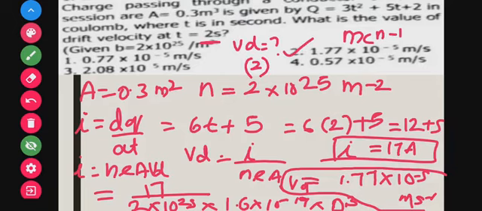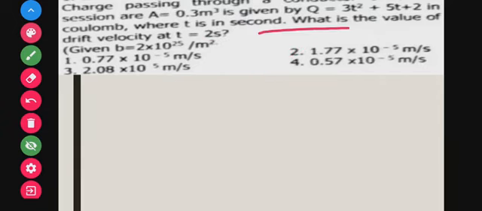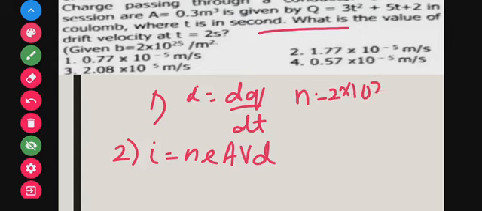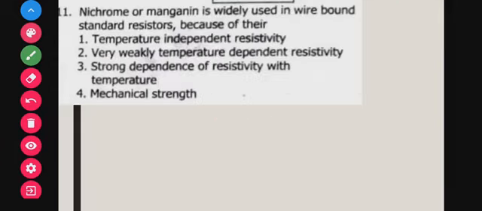Okay, so what you have to do here is first differentiate this charge, I is equal to dq by dt, differentiate this charge and find it, and the second procedure is I is equal to NEAVD. From that you have to find the drift velocity. Fine, and n value is not given, that is what they cropped, so n value is nothing but 2 into 10 to the power 25. Fine, yeah. So next we will move on to next question.